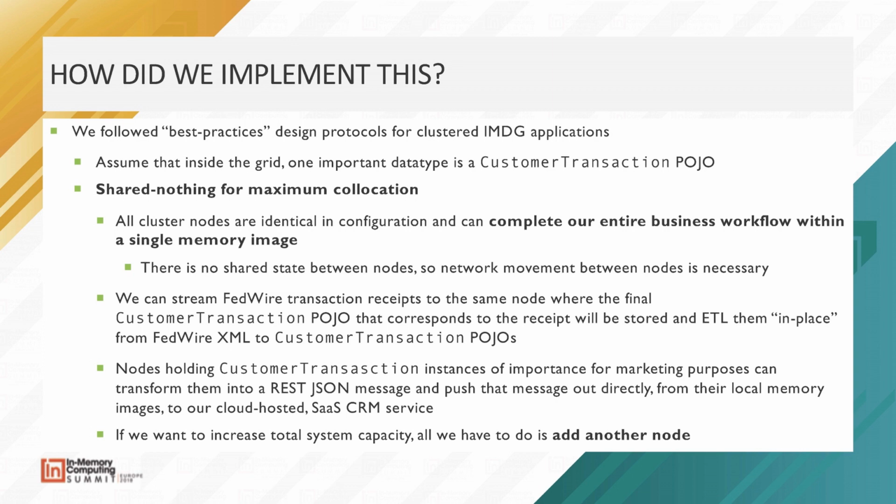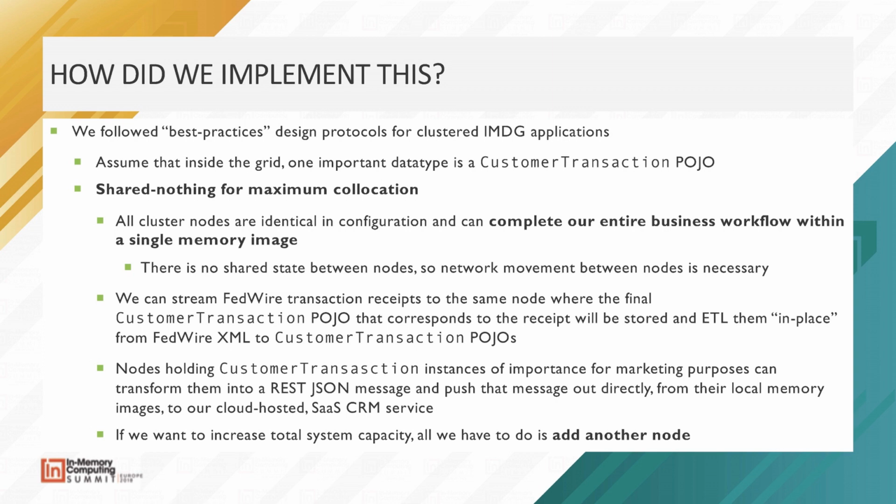So hence, this whole notion of shared nothing and maximum co-location is the idea that all of our nodes are identical in configuration, and we can complete our entire business workflow within a single memory image. Now, the data may be sharded across our different cluster nodes, but for the data in a given cluster node, every business process on that data can be completed within a single memory image on that one node. So there is no shared state between nodes and no network movement is necessary.